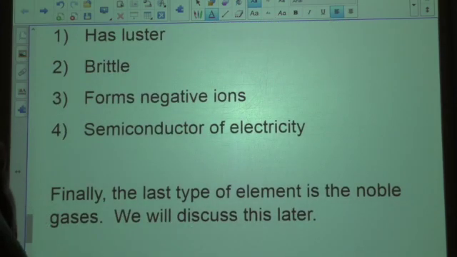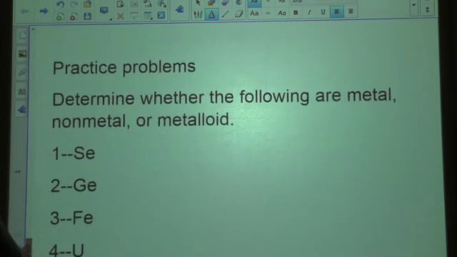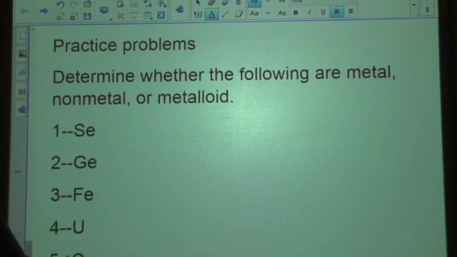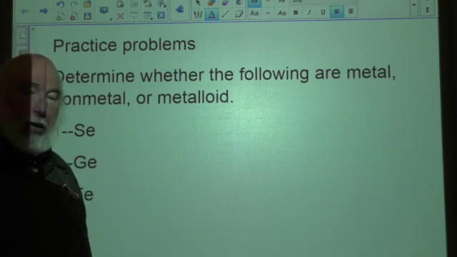Finally, the last type of element is the noble gases. We will discuss this later. So for your practice problems, I want you to take a look at the periodic chart, find these 5 elements, and tell me if you're dealing with a metal, a nonmetal, or a metalloid. Good luck.